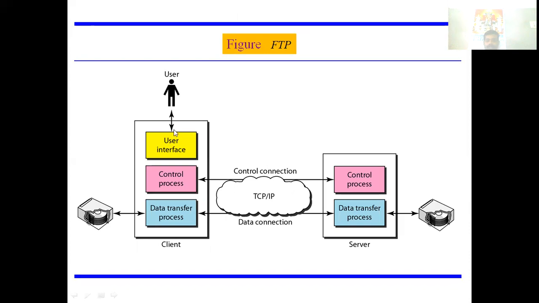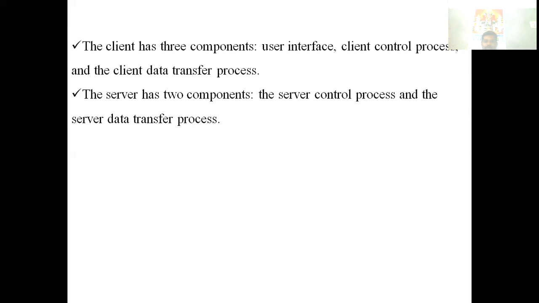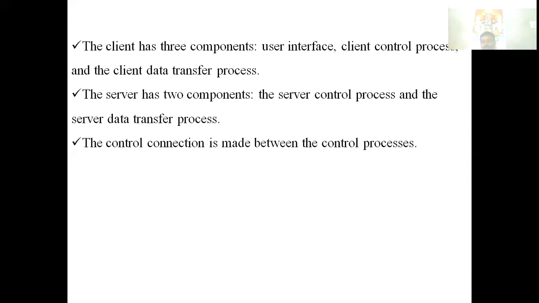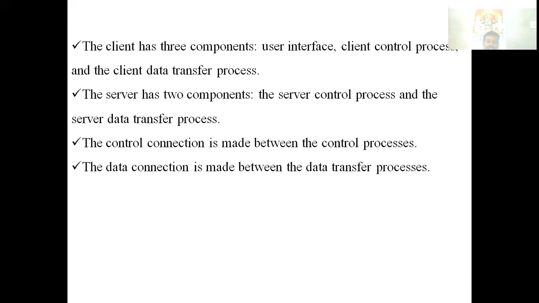On the user side there is the user interface and two processes, the control process and the data transfer process. The server also has a control process and a data transfer process. So the client has three components: user interface, client control process and client data transfer process. The server has only two: server control process and server data transfer process. The control connection is made between the two control processes and the data connection between the two data transfer processes.